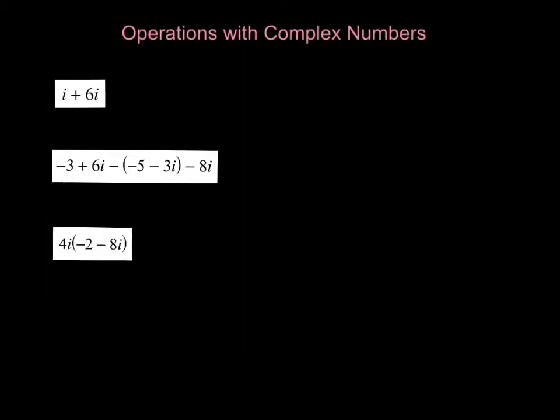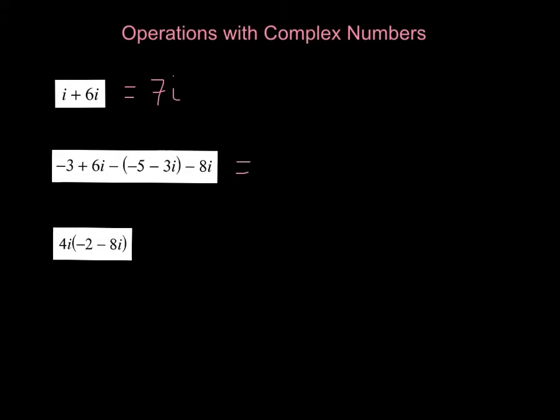Okay, so hopefully that wasn't too big an editing jump. We're going to look at some operations with complex numbers. I have 6 minutes to finish this video, and I don't think it's going to be a problem. Starting off, you're going to treat the complex unit i as if it were a variable. So i plus 6i, predictably, 7i.